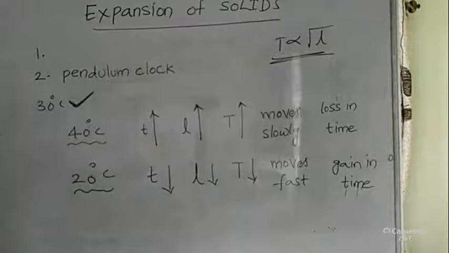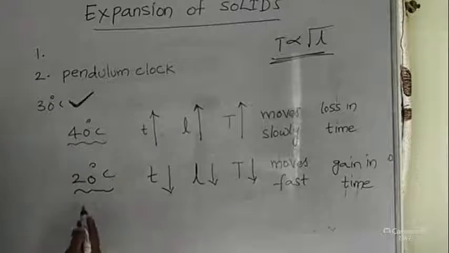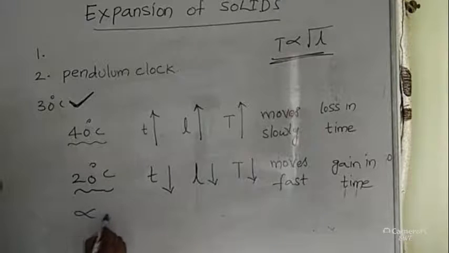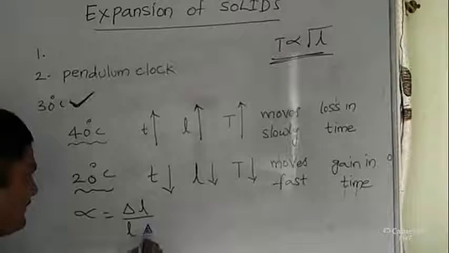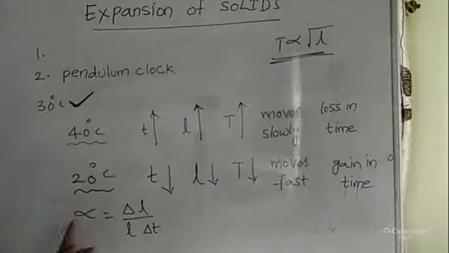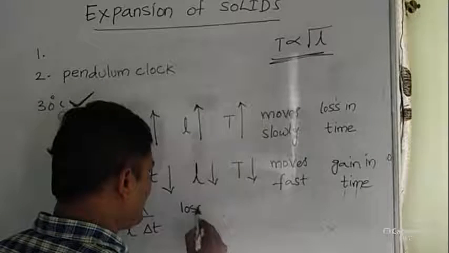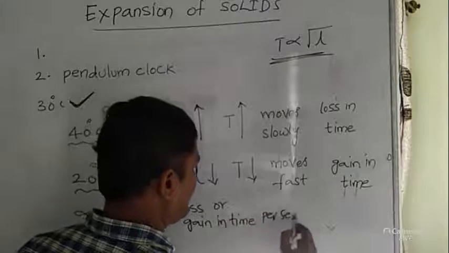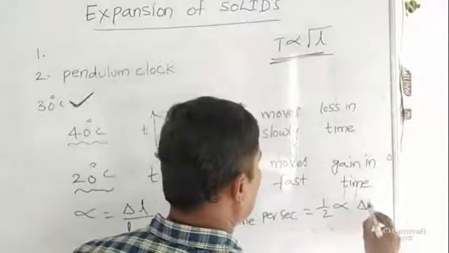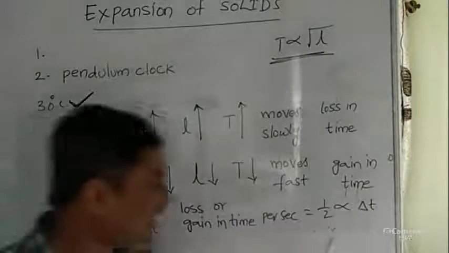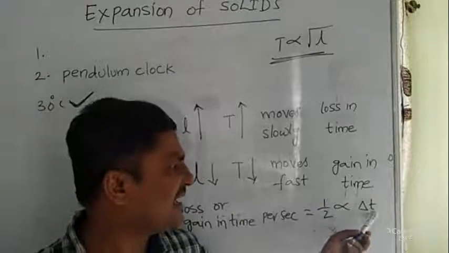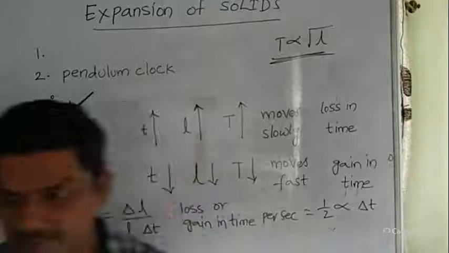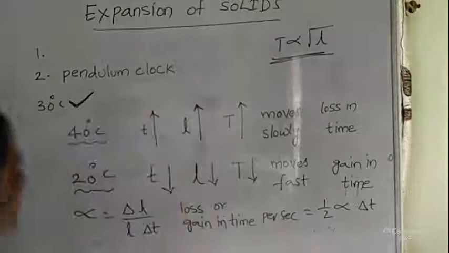Okay, so loss or gain in time per second. Actually, according to expansion of solids, alpha can be written as delta L by L into delta T. So loss or gain in time per second equals 1 by 2 into alpha into delta T. Here alpha is the coefficient of linear expansion, delta T is the change in temperature.